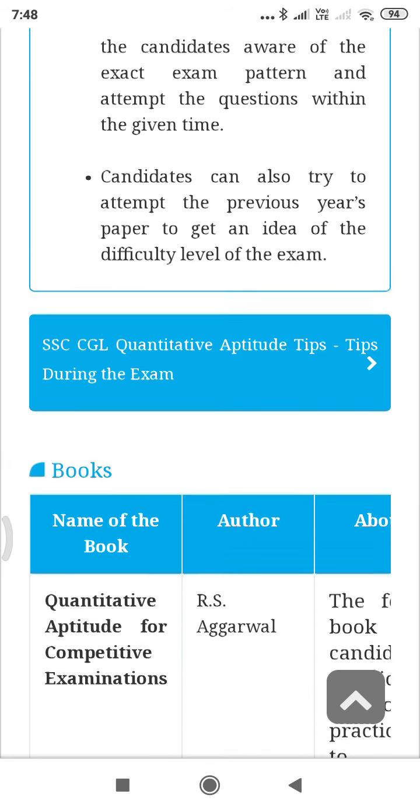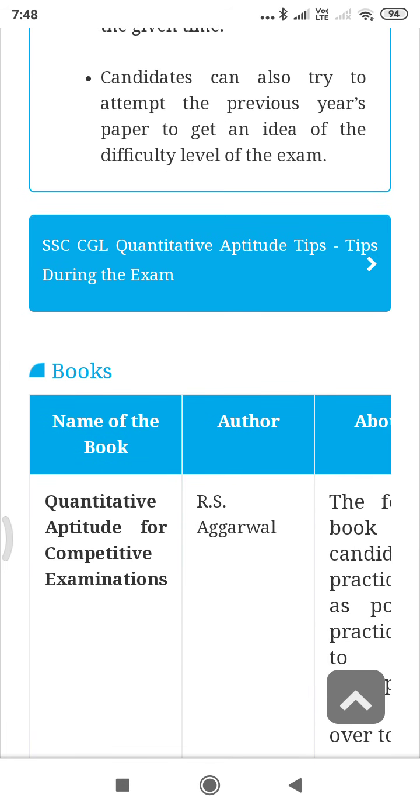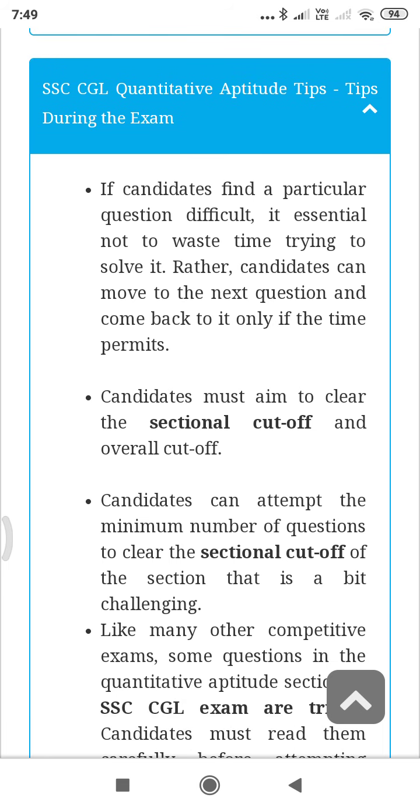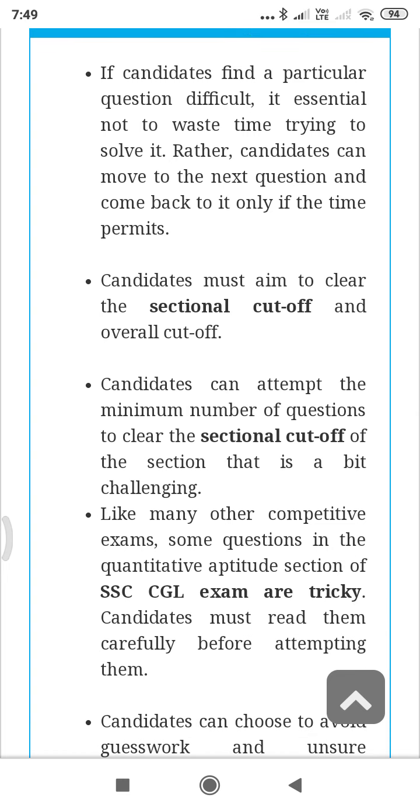So here we are also providing some tips for the exam hall. If candidates find a particular question difficult, it is essential not to waste time trying to solve it. Rather, candidates can move to the next question and come back to it only if time permits. Candidates must aim to clear the sectional cutoff and the overall cutoff.